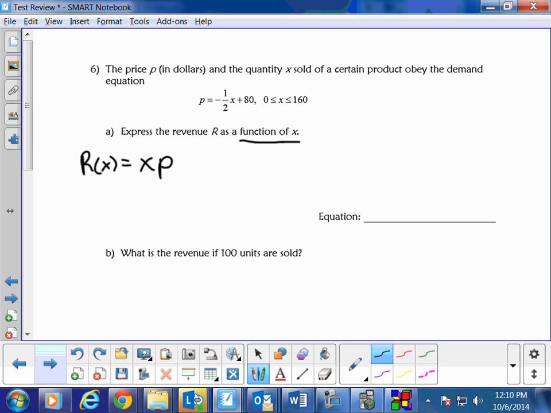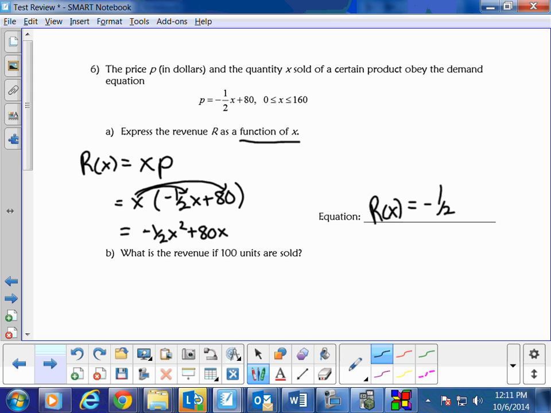All you have to do is substitute. You have x times negative 1/2 x plus 80. And this is going to distribute the x. That means my equation really then is negative 1/2 x squared plus 80x. And that's my equation. So my revenue equation, as expressed as a function of x, is going to be negative 1/2 x squared plus 80x.